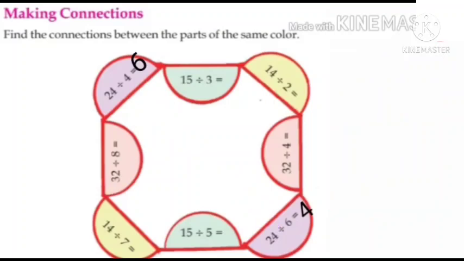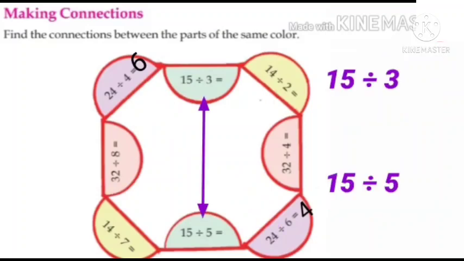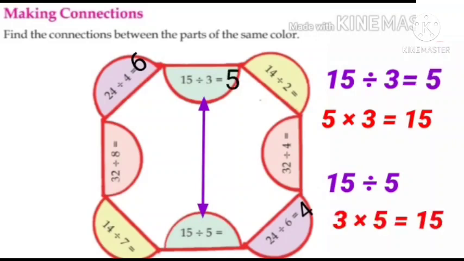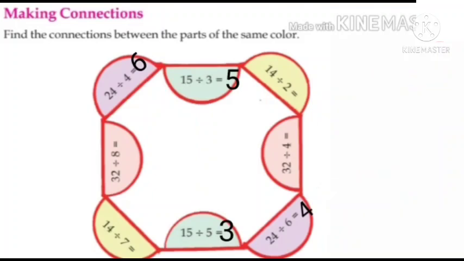Listen children, here the multiplication facts relating to both of them are the same. That is 6 into 4 is equal to 24 and 4 into 6 is equal to 24. Let's check another pair. 15 divided by 3 and 15 divided by 5. Children, you know 5 3's are 15. So 15 divided by 3 equals 5. Similarly, 3 5's are 15. 15 divided by 5 equals 3. Here also the multiplication facts relating to both of them are the same. That is 5 into 3 equals 15 and 3 into 5 equals 15.